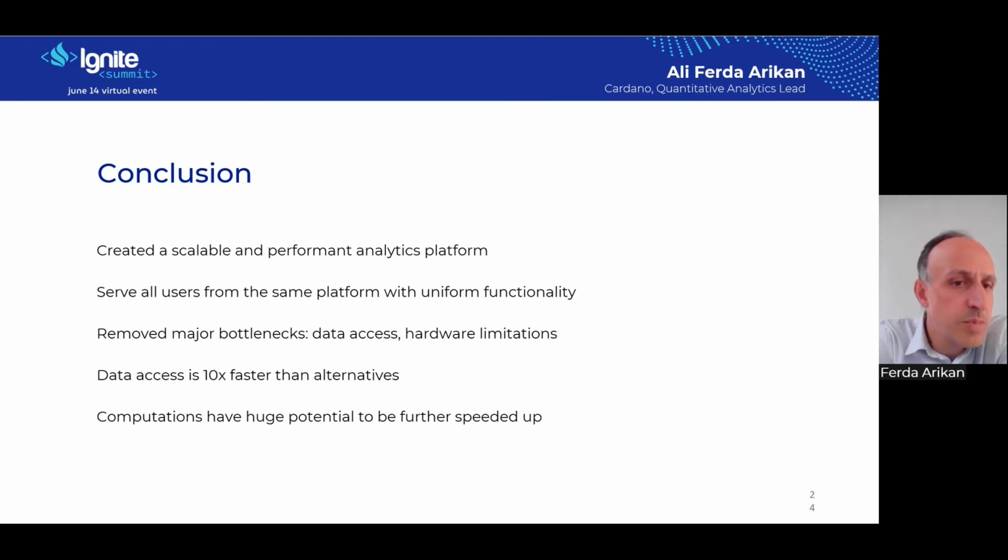Data access is 10 times faster than the alternatives we have. This is quite rapid, and we can actually work against a known database as well, because in Ignite, we model the data in a way that it is compatible with our library rather than an external system. Computations have huge potential to be further sped up as well, because we can now break down our computations, cache intermediary objects, cache further objects, and then further speed up all the calculations.